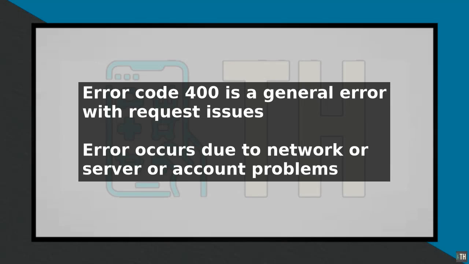To fix Cash App error code 400, follow these steps. First, understand what the error code means. Error code 400 is a general error that occurs when there is a problem with the request you are trying to make. This could be due to a network issue, a problem with the Cash App servers, or an issue with your account.